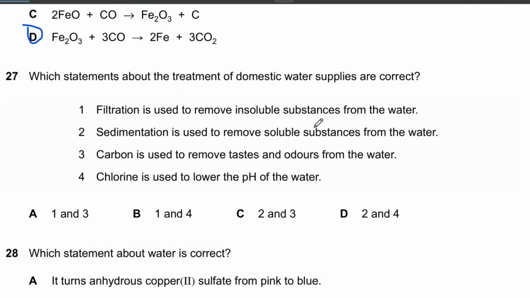Question 27. Which statements about the treatment of domestic water supplies are correct? 1. Filtration is used to remove insoluble substances from the water. That is correct. 2. Sedimentation is used to remove soluble substances from the water. That is wrong. Cannot use sedimentation to remove soluble substances, only insoluble substances. 3. Carbon is used to remove taste and odor from the water. That is correct. 4. Chlorine is used to lower the pH of the water. That is wrong. Chlorine is used to kill germs. So therefore, our answer is A, 1 and 3.